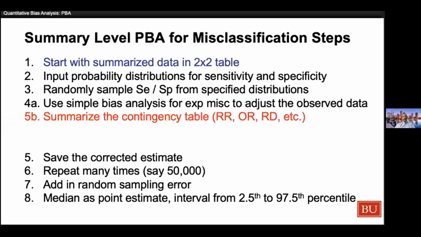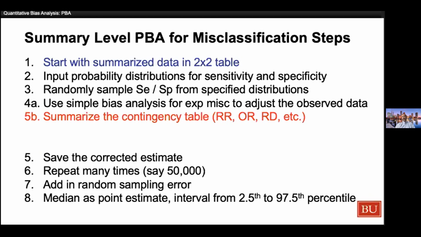And so let me show you the difference. In terms of the steps we laid out for summary level bias analysis, we would start with a summarized 2x2 table. We would specify probability distributions for sensitivity and specificity, and then randomly sample from those distributions, and use the same simple bias analysis methods we just looked at to adjust for, in this case, exposure misclassification. And then we would summarize the adjusted contingency table somehow, a relative risk, or risk difference, an odds ratio, whatever you're interested in. And then we'd save the adjusted estimate.